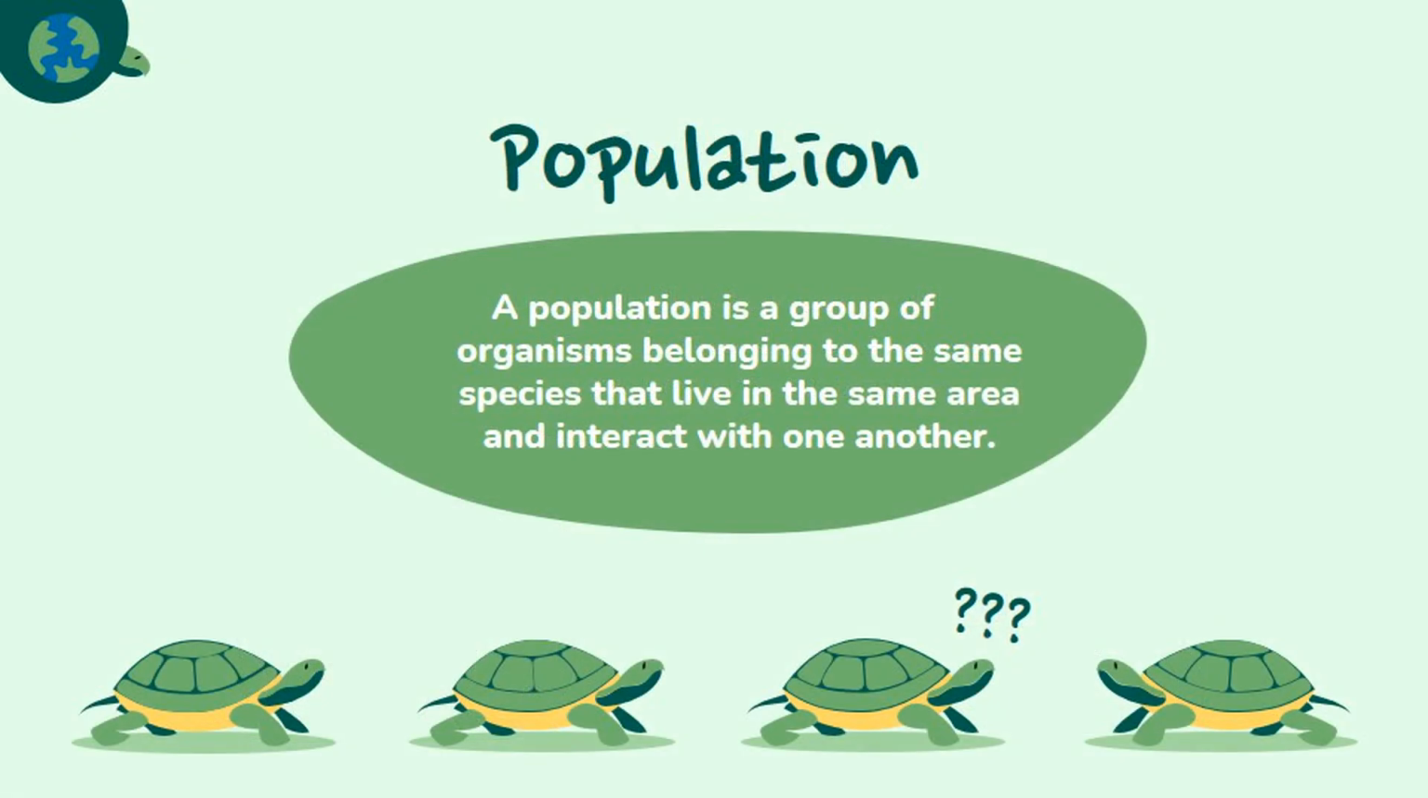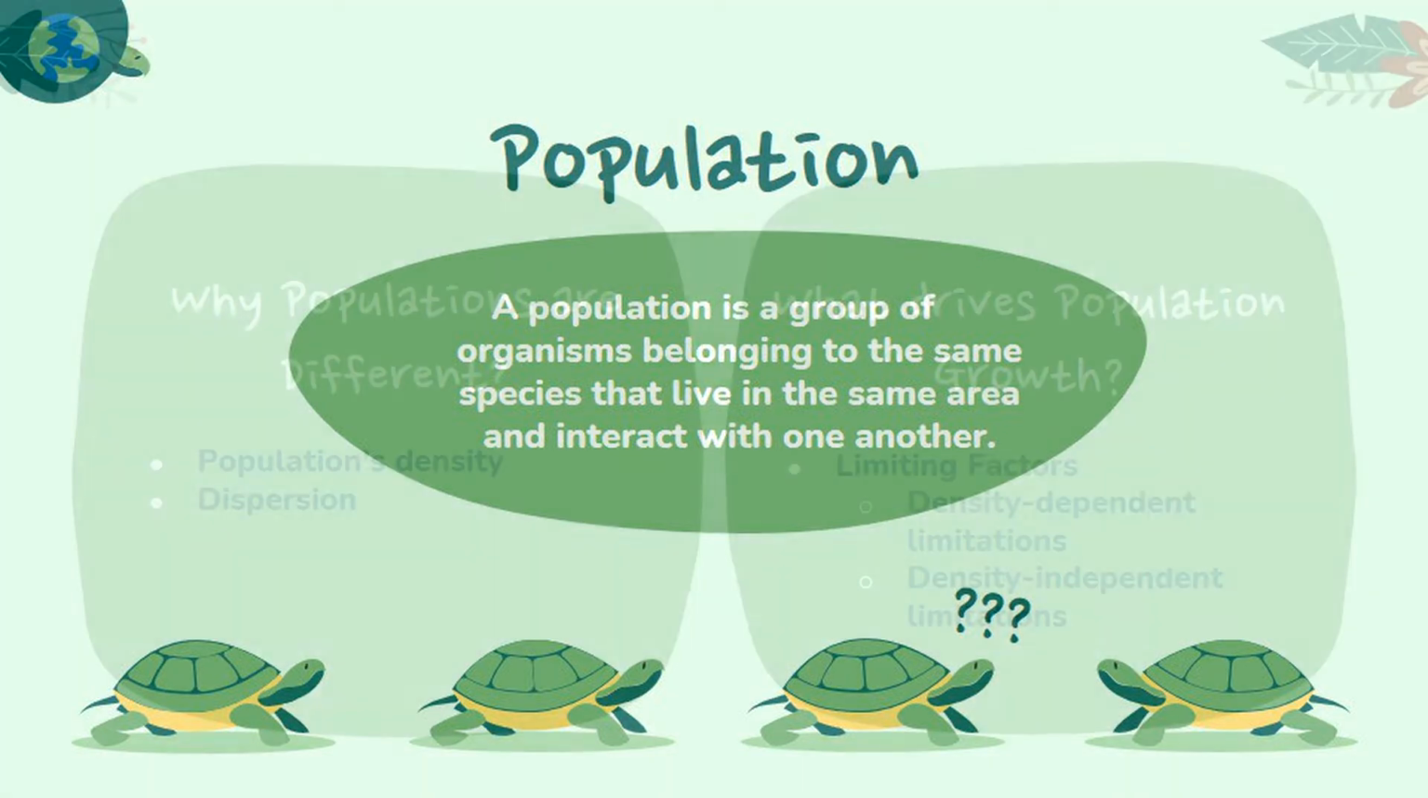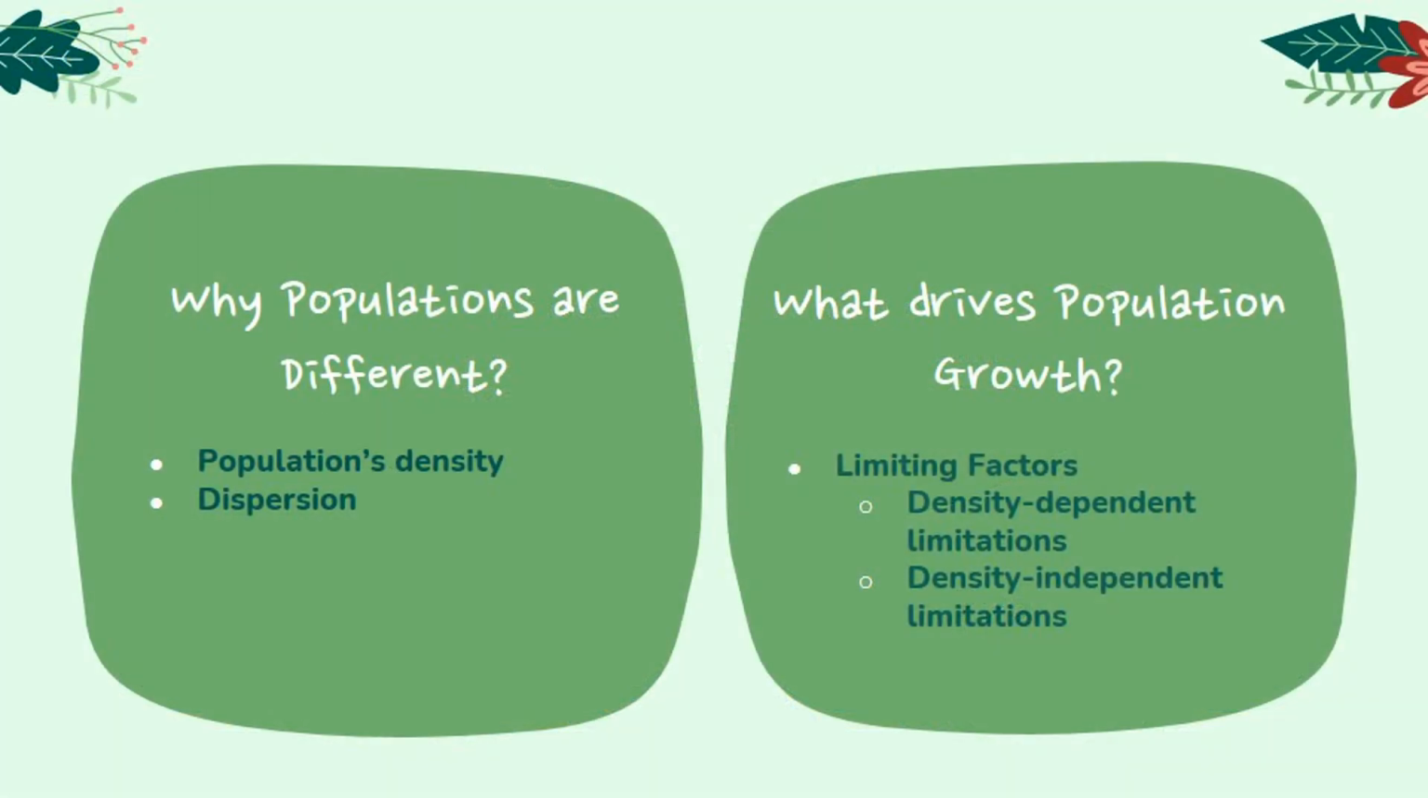A population is a group of organisms belonging to the same species that live in the same area and interact with one another. Therefore, population ecology studies the rise and fall in the number of a species. It deals with the dynamics of species populations and how these populations interact with the environment, such as birth and death rates, and immigration and emigration. But we do have to note that populations are different in one time and place than they are in another.